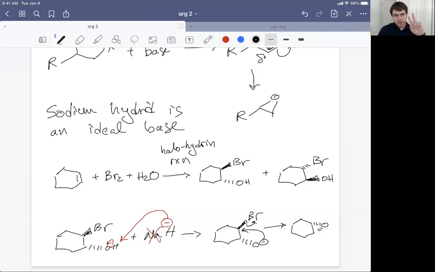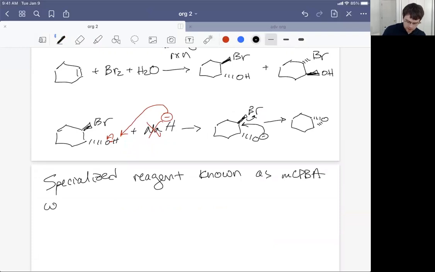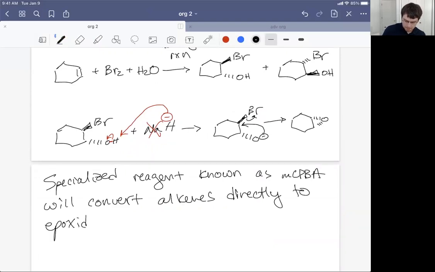So what I've done here is I've done two steps to convert the alkene into an epoxide. There's actually a more straightforward way to do this. You can actually go to an epoxide directly from an alkene using a reagent called MCPBA, a specialized reagent. MCPBA will convert alkenes directly to epoxides.